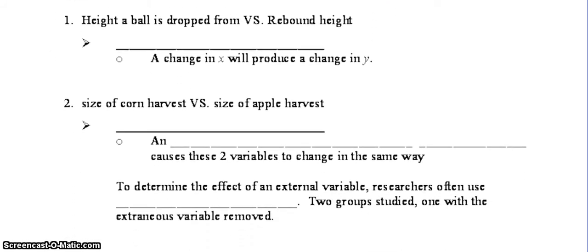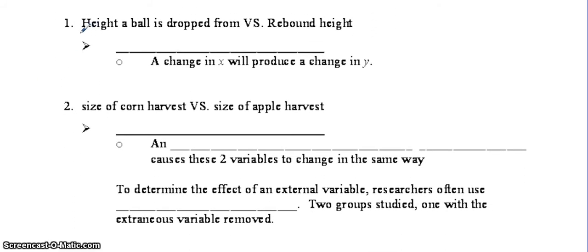So the first example: the x value is the height a ball is dropped from, and the y value is its rebound height. In an example like this, a change in x will produce a change in y. If you increase the height the ball is dropped from, you will increase the rebound height. If you decrease the height, you will decrease the rebound height. So this is a cause and effect relationship.